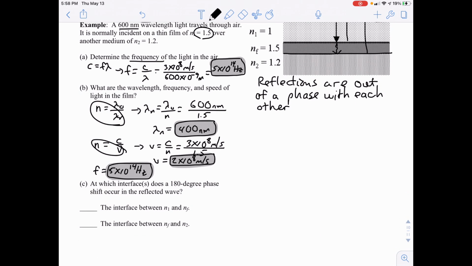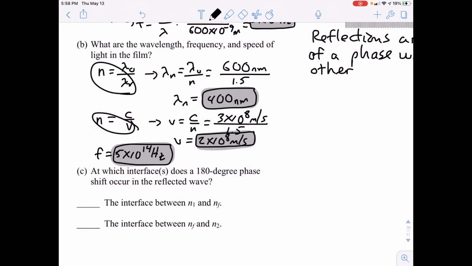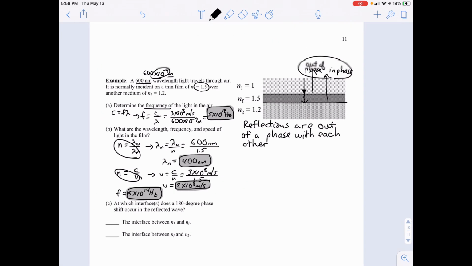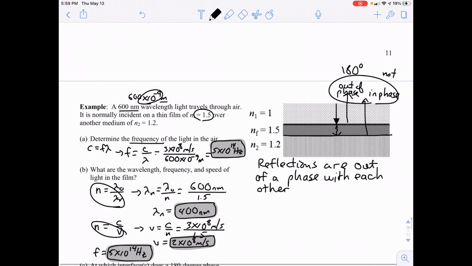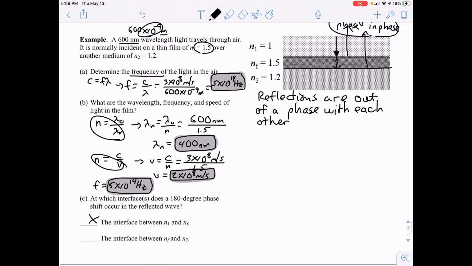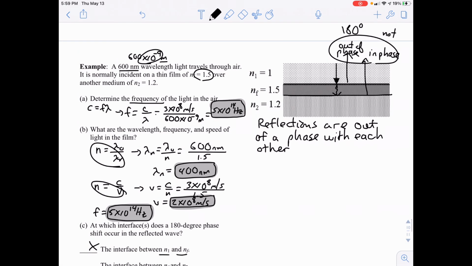At which interfaces do we have a 180-degree phase shift? You're only out of phase on the top. So there's your 180 degree phase shift, and this one would not be. So only at the interface between n1 and the film, where you're reflecting off a larger index of refraction.